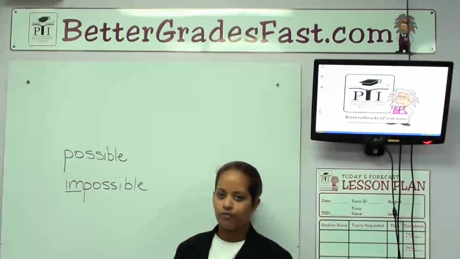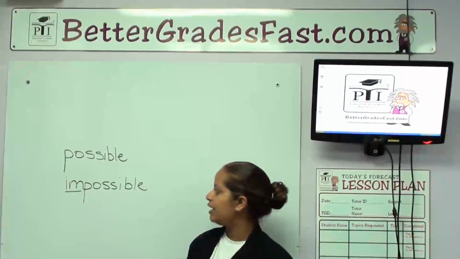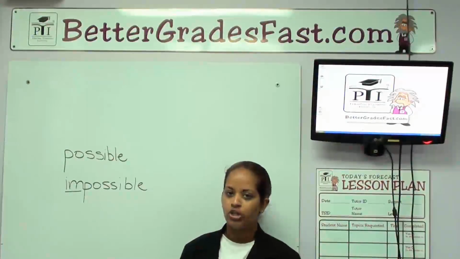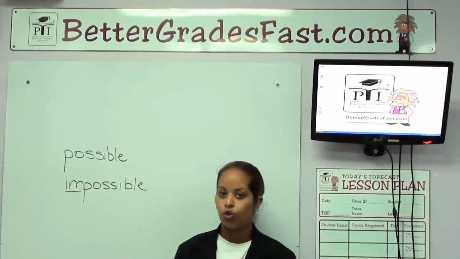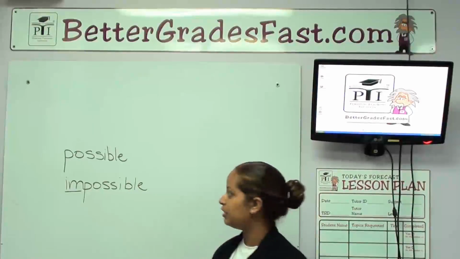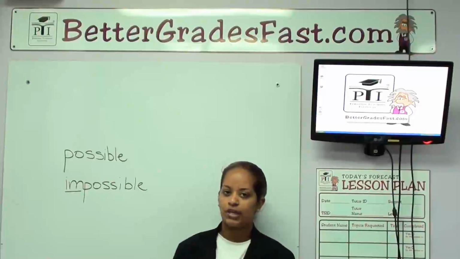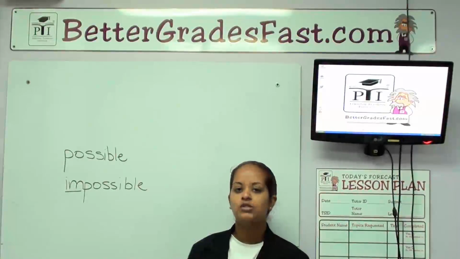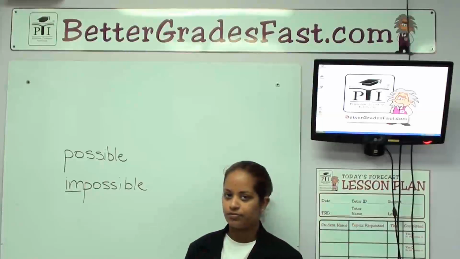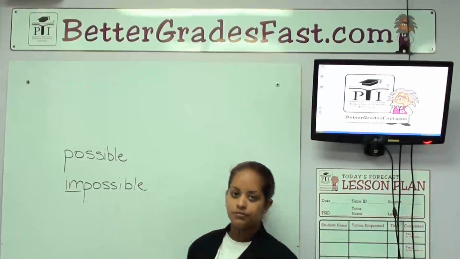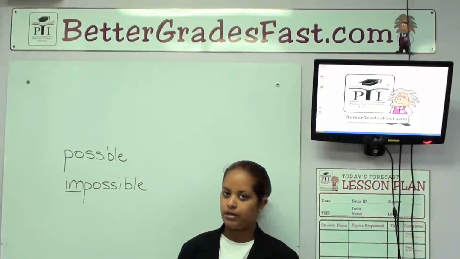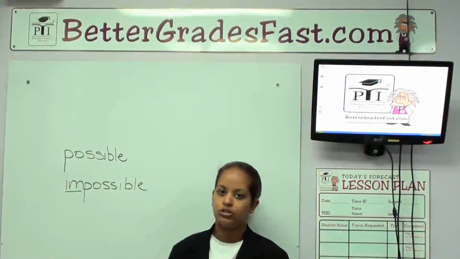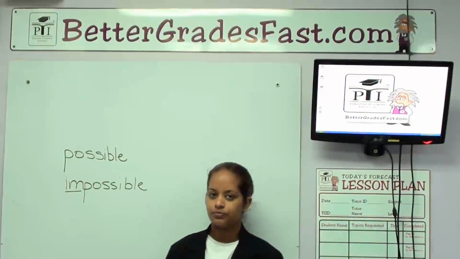One thing that you have to ensure that you remember is that when you add prefixes, you do not change the part of speech of your word. This means that if you begin with an adjective and then you add a prefix, you still have an adjective. Possible is an adjective describing a noun. Impossible is still an adjective that can describe a noun.